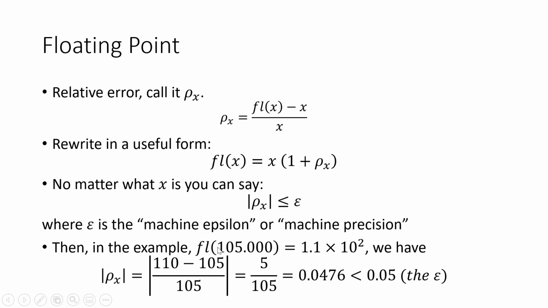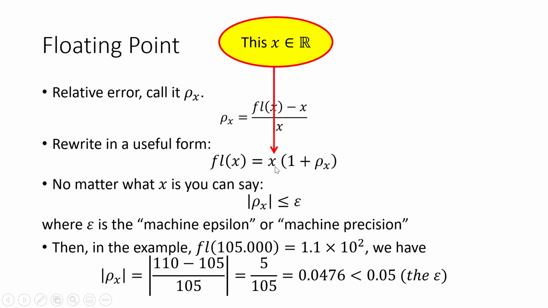Then in the example that we had with the float of 105, giving us that 1.1 times 10 to the 2, we can see that that effectively is 110. So we floated it to 110 minus 105 over the true value of 105. So that's 5 over 105. That's very, very close to that machine epsilon.